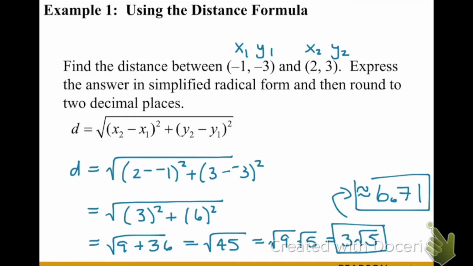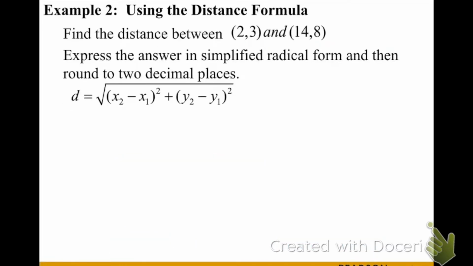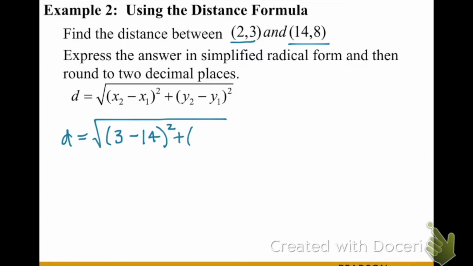Let's try this again. In this case, consider we want to take the 2 points (2, 3) and (14, 8). If we set up our distance formula, in this case, I used 3 first, and so I'm going to do 3 minus 14 squared for my x values. Oop, actually I made a mistake there. It should be 2 minus 14 as my x value, and then my y values of 3 and 8.